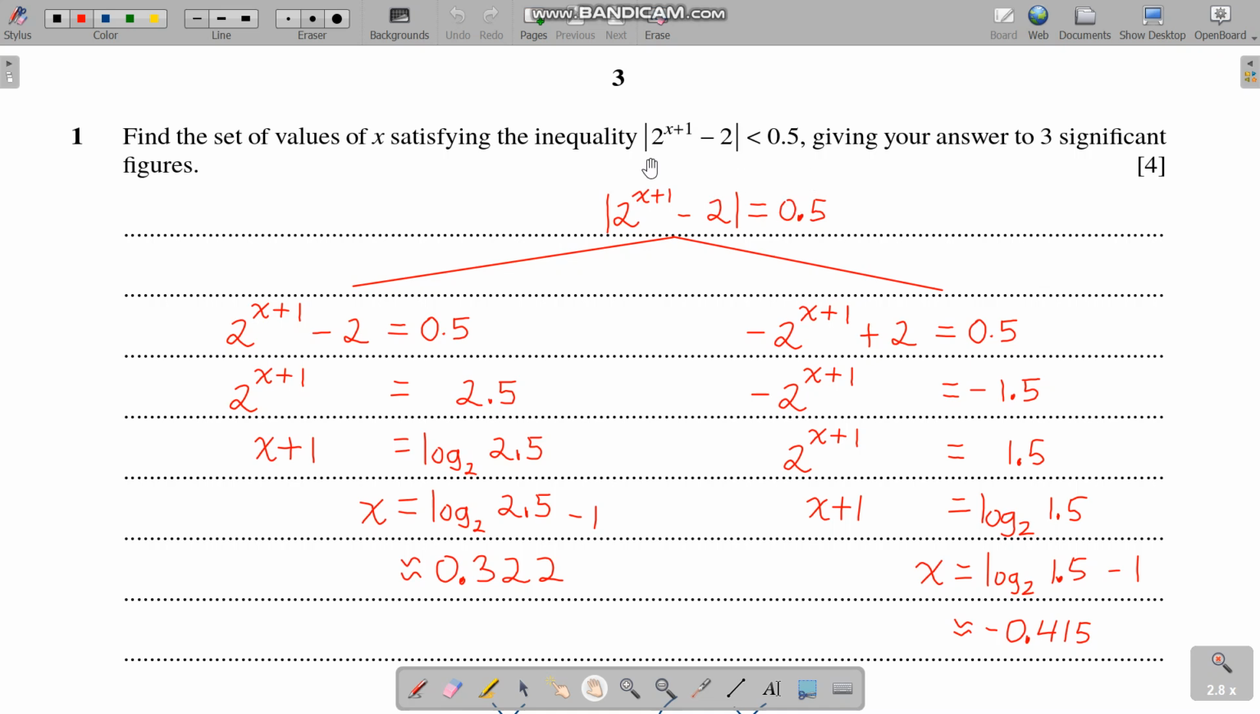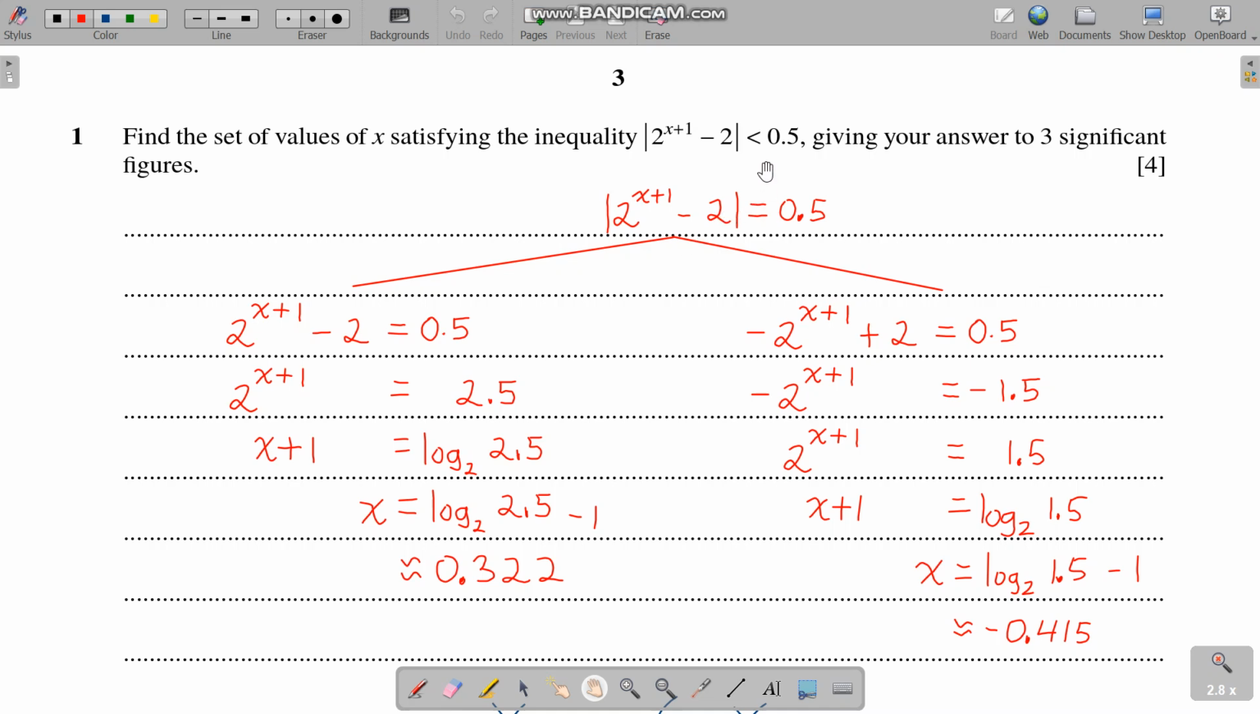Question is about modulus inequalities with a little twist of exponential function. Find the set of values of x satisfying the inequality the modulus of 2 to the x plus 1 minus 2 is less than 0.5. Give your answer in 3SF, for 4 marks. So the first step is to find the critical values of x.